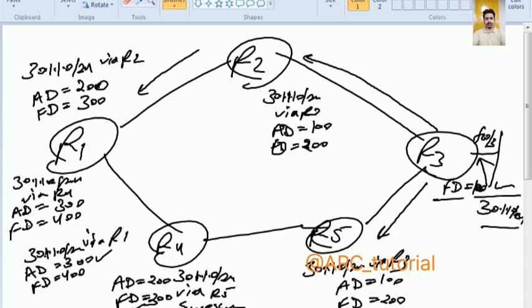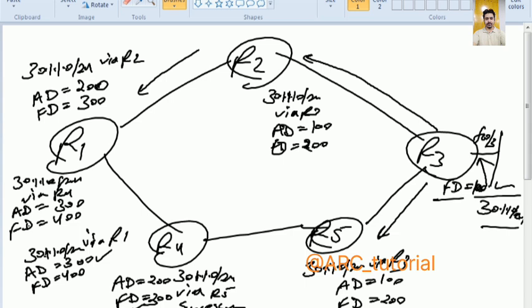Now, of course, R1 can also reach this prefix via R4 as well, but again, the condition of feasibility must be fulfilled, must be satisfied. The condition of feasibility says that the backup path's advertised distance must be lower than the FD of the successor, but again, it is equal to the FD of the successor. So for R1 also, you will not find any feasible successor. For R4 also, you will not find any feasible successor. It means no router will have a feasible successor for this 30s prefix.